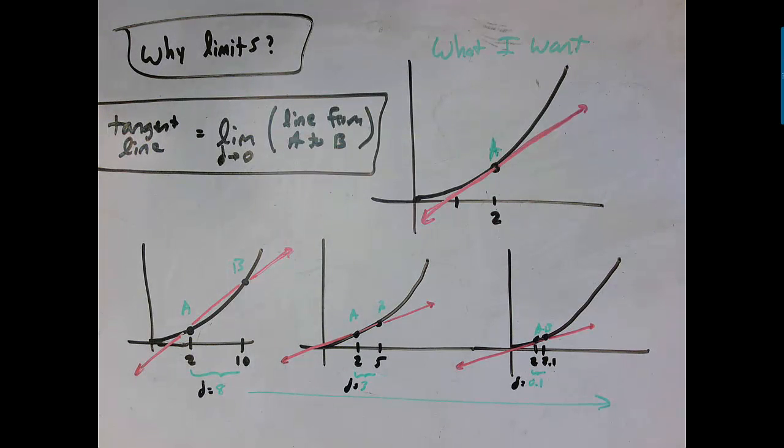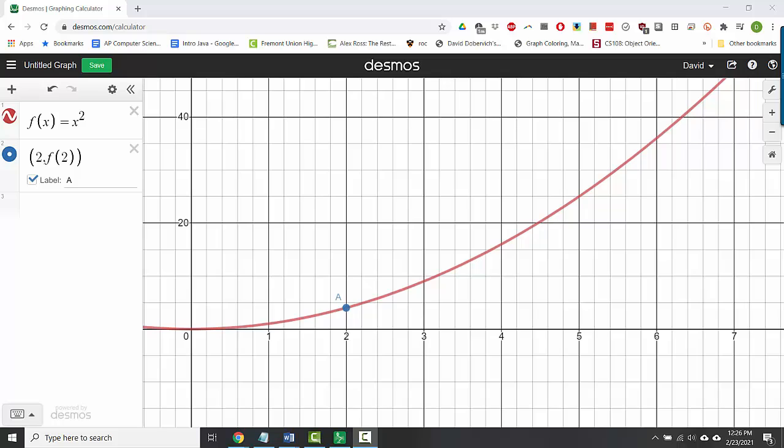It might be easier to visualize using Desmos. All right, so here is y equals x squared, and I put a point A right here at 2. Let's get a point B that's some distance away. All right, so here I've got my point B, and you can see that I can make it get closer and closer to A. Now let's construct a line that goes between them.